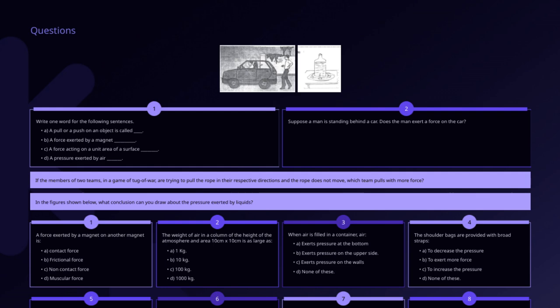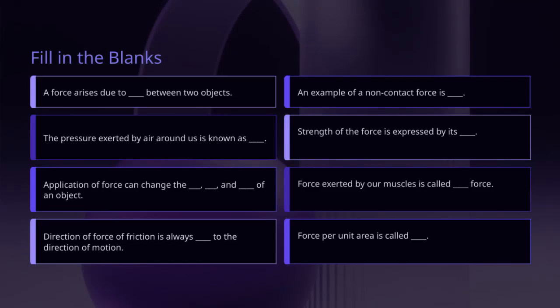And to conclude, one word that describes a force exerted by a magnet on another magnet is magnetic. Force per unit area is called pressure. When we talk about pressure, we're looking at how much force is applied over a specific area. This concept helps us understand things like why a sharp needle can pierce skin more easily than a blunt object.